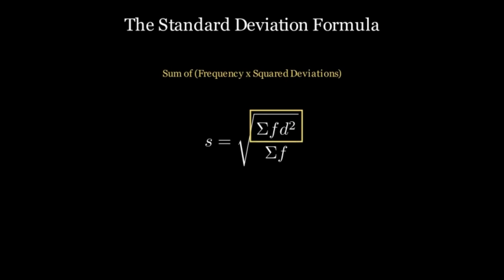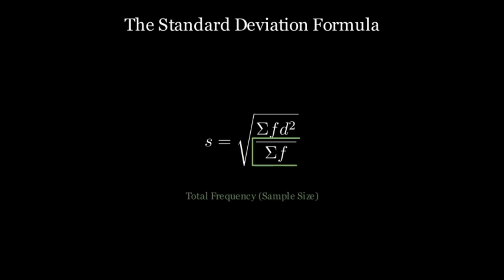Before we begin our calculations, let's understand the standard deviation formula. The numerator, sigma fd squared, represents the sum of the frequency multiplied by the squared deviations. The denominator, sigma f, represents the total frequency, or sample size. Finally, taking the square root gives us the standard deviation, which measures how spread out the data is from the mean.